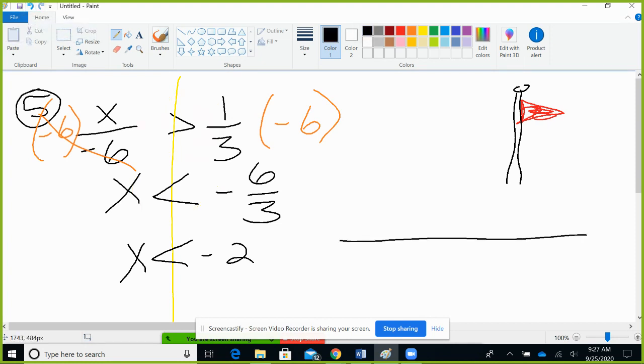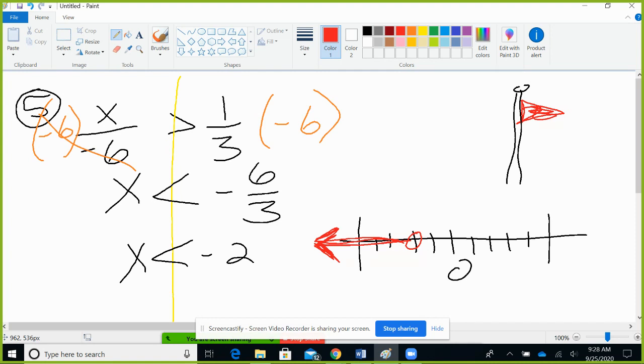Now, how do I graph that? -2. I go to -2 right there. X is less than -2, so I don't fill it in. And like Canyon just told me, if the alligator is eating the number, then my arrow goes to the left. Yes! Good one.